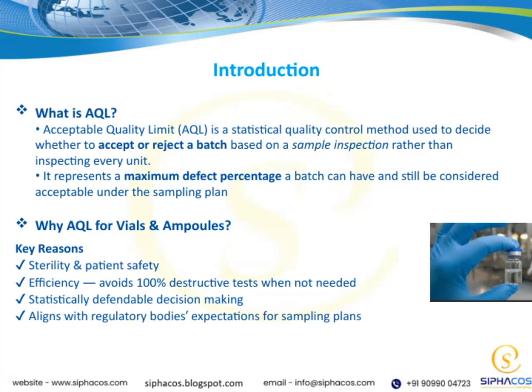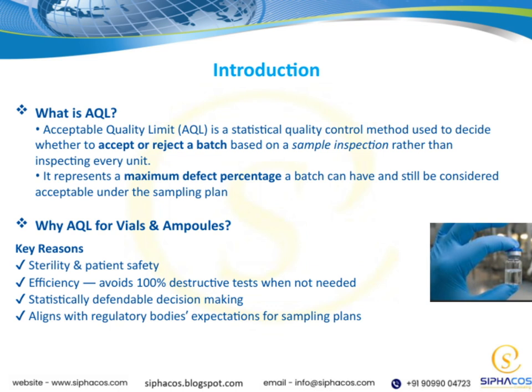Welcome to this slide on introduction. Let's start with the question, what is AQL? Well, Acceptable Quality Limit, or AQL, is a statistical quality control method. It helps us decide whether to accept or reject a whole batch based on inspecting just a sample, rather than checking every single unit. This approach is efficient and practical. AQL represents the maximum defect percentage that a batch can have and still be considered acceptable under a specific sampling plan. So, if the defect rate is below that threshold, we can confidently say the batch meets quality standards.